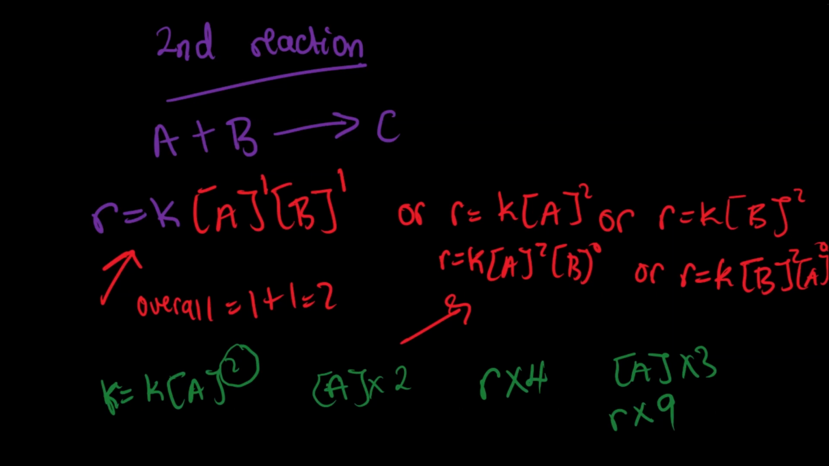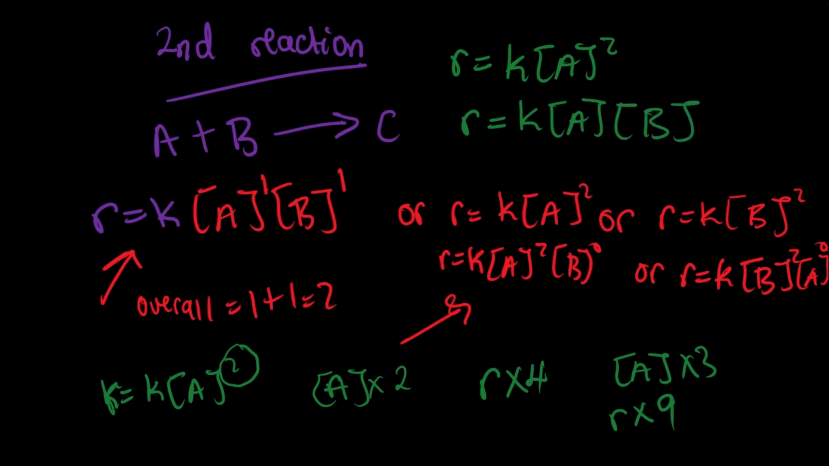So we can see that for a second order reaction, the concentration of the reactants greatly affects the reaction rate, as we can see here. Okay, so the rate law for a second order reaction is R equals K A square, or when it depends on two reactants, R equals K A and B. Okay, this is how a second order reaction looks.